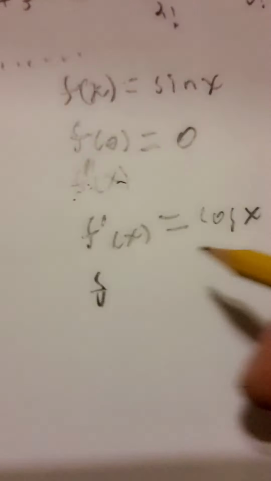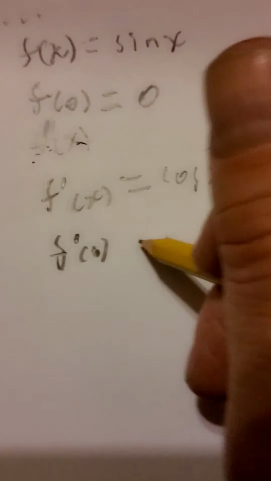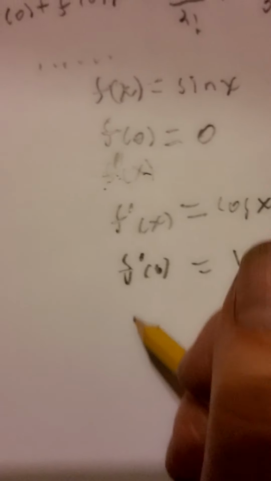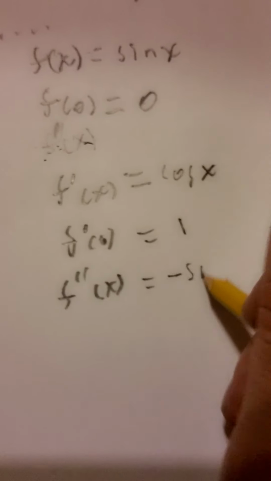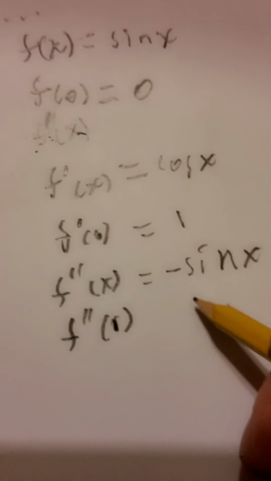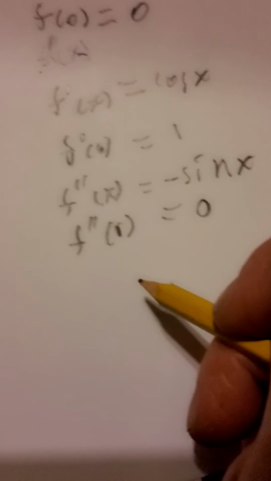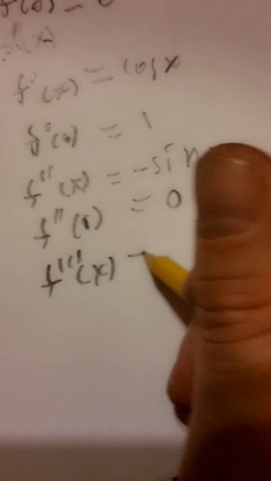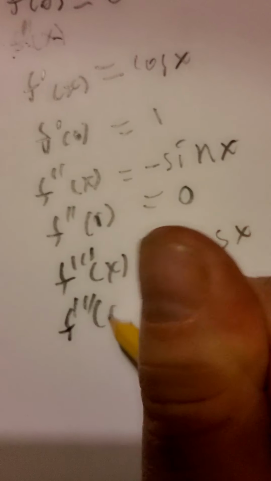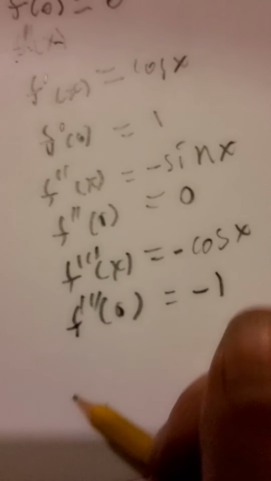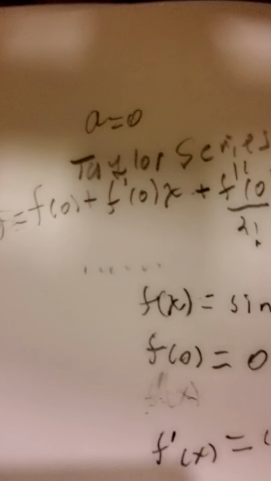And what's f prime of 0 going to be? Well, cosine of 0 is 1. f double prime of x equals negative sine x, and f double prime of 0 equals 0. f triple prime of x equals minus cosine x, and f triple prime of 0 equals negative 1. So I'm going to come back up to my function, to the Taylor series for the sine function.